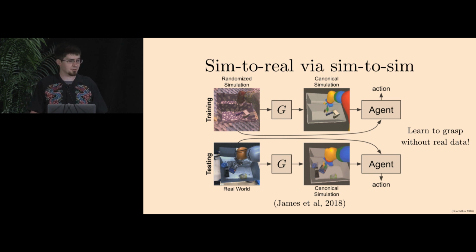So we have this agent that has only ever really learned to work in simulation, and the GAN is this interface that allows it to bridge the gap between the domain of real images and the domain of simulated images.